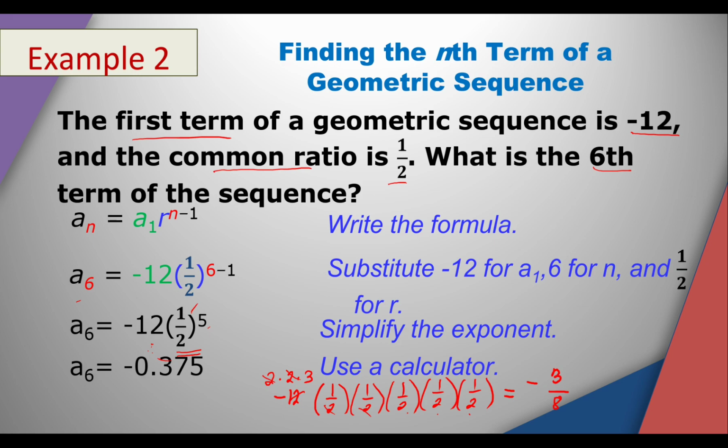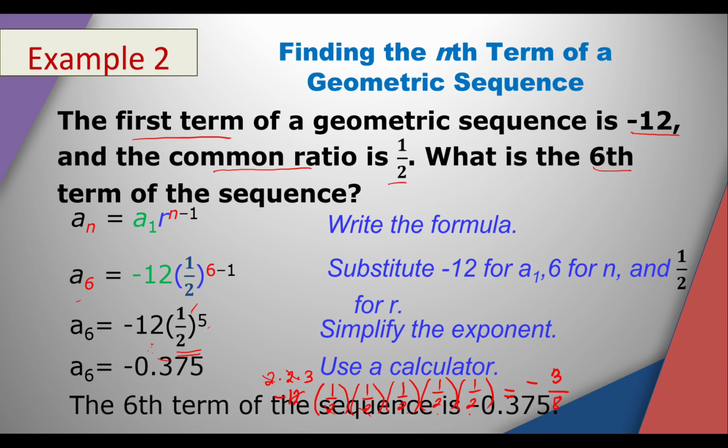which is equivalent to the decimal counterpart of negative 375 thousandths. So, answering the question, we now have the sixth term of the sequence is negative 3 eighths or negative 375 thousandths.